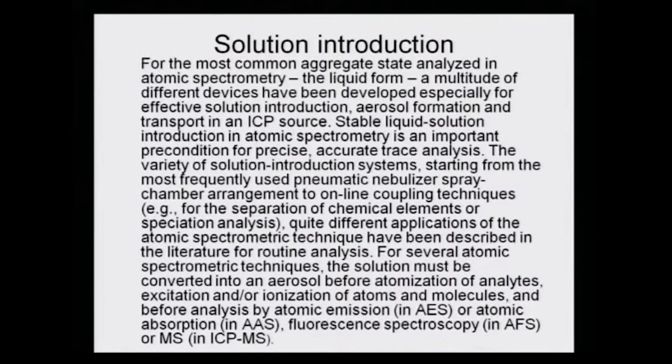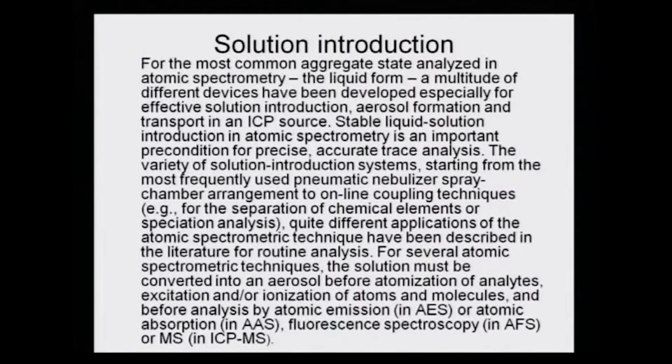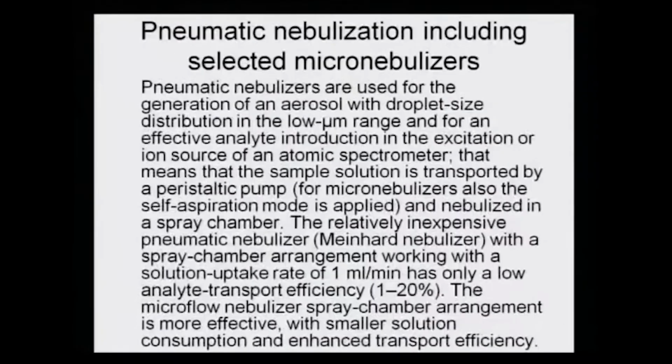For several atomic techniques, the solution must be converted into an aerosol before atomization of the analyte, excitation and or ionization of atoms and molecules, and before analysis by atomic emission, that is AES, or atomic absorption in AAS, fluorescence spectrometry in AFS, or MS, that is mass spectrometry. So, three things must take place while analyzing on these ICP or AAS machines: the atomization of the analyte, its excitation and ionization, and finally, its identification by means of either atomic emission, atomic absorption, fluorescence or mass spectrometry. Now, pneumatic nebulization, including selected micro nebulizers.